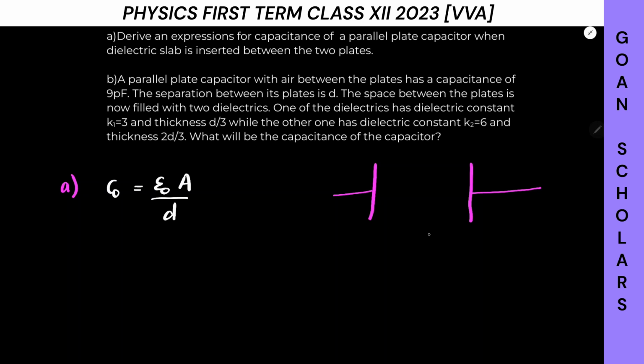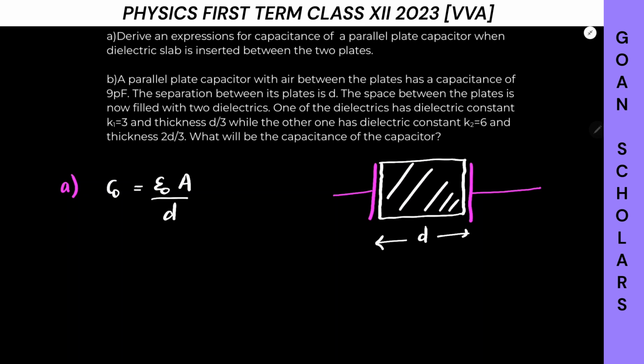Now you are placing a dielectric slab. Since it is not specified what the size of the dielectric slab is, we will take it equal to the size of the parallel plate capacitor. Area also the same and separation also the same. So if this is the D, this is the dielectric constant. They have not said what the K value is, so let's assume it as K. What is K? Dielectric constant.